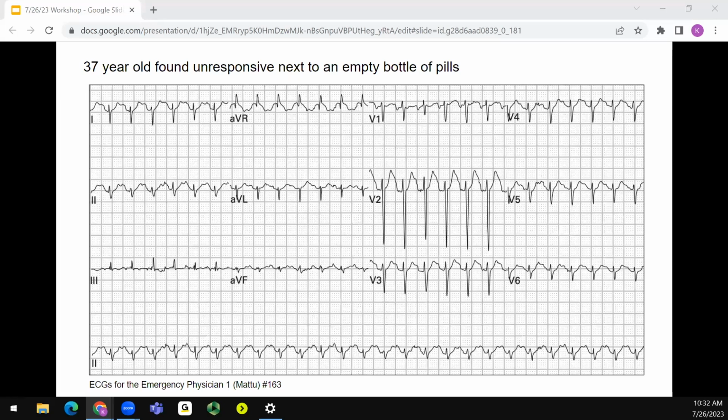TCA tox. A terminal R is defined as a positive R deflection in aVR that's greater than 0.7 of the preceding S wave. Does that meet criteria? aVR doesn't meet criteria. Also, you can see right axis here. Patients on TCAs can have right axis. And sinus tach. So this is TCA tox. What's the treatment? Sodium bicarb. Okay.